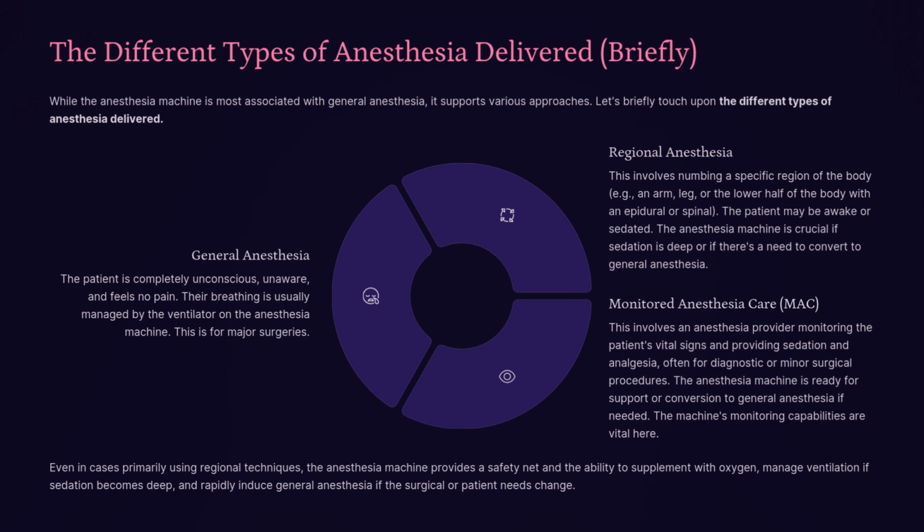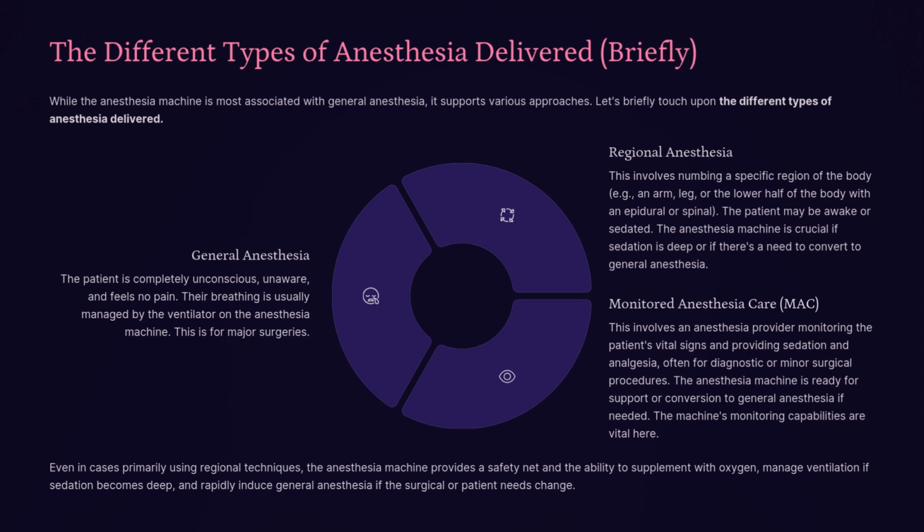The different types of anesthesia delivered briefly. While the anesthesia machine is most associated with general anesthesia, it supports various approaches. Let's briefly touch upon the different types of anesthesia delivered. General anesthesia. The patient is completely unconscious, unaware, and feels no pain. Their breathing is usually managed by the ventilator on the anesthesia machine. This is for major surgeries.